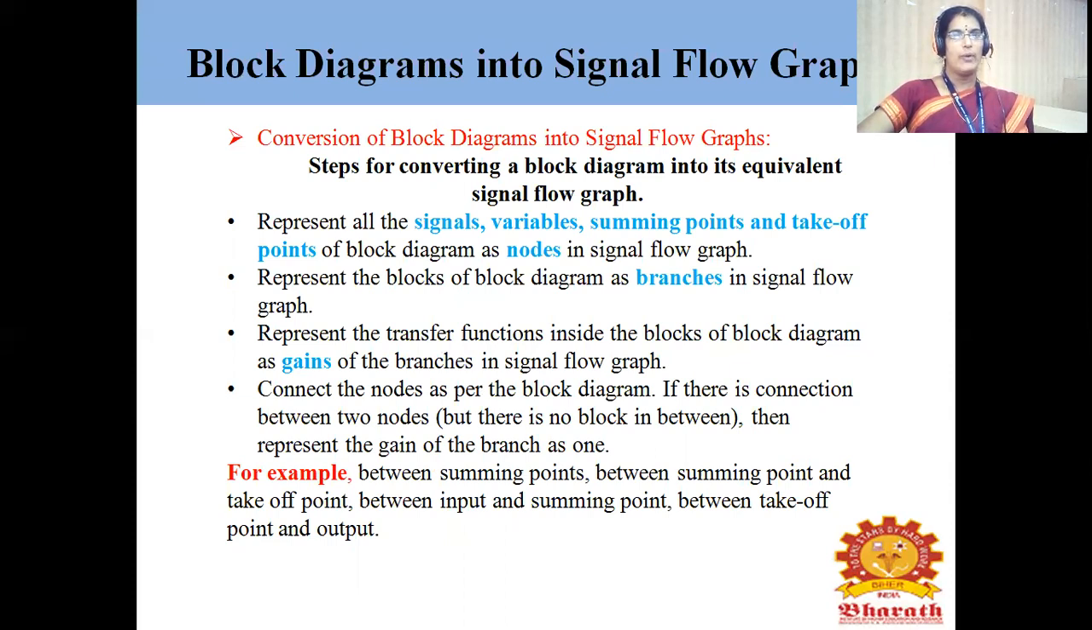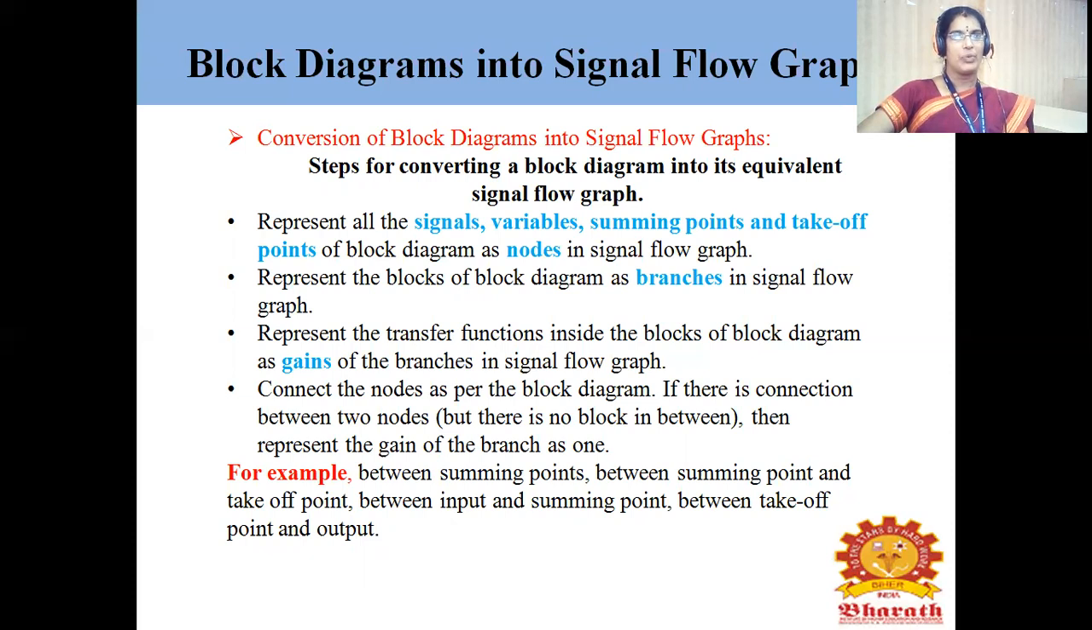What we are going to do is represent all the signals, variables, summing points and branch points of the block diagram as nodes in the signal flow graph. So first we have to check how many blocks there are, and according to that we will mark the nodes, and we will check the summing points. 2 summing points means 2 nodes. Then 4 blocks means 4 nodes. 4 plus 2 is 6. Similarly, 1 branch point corresponds to 1 node. So, 4 blocks, 2 summing points and 1 branch point: 4 plus 2 is 6, 6 plus 1 is 7. So totally we will have 7 nodes in the given signal flow graph. This is the first step we have to carry out in converting the block diagram into a signal flow graph.